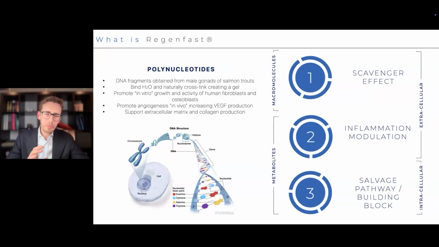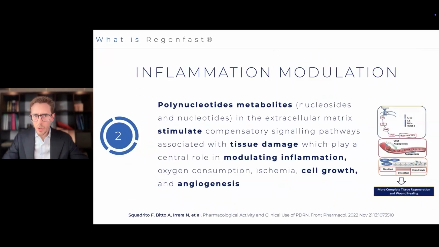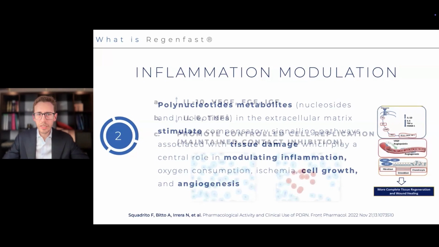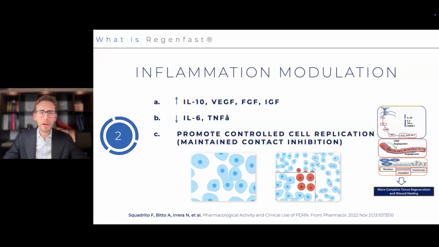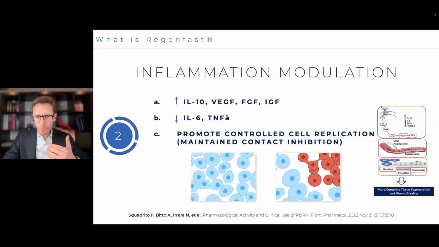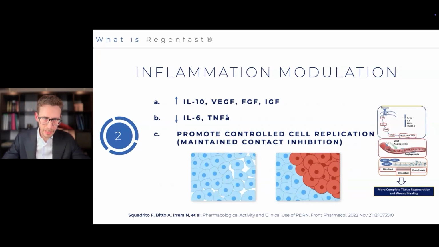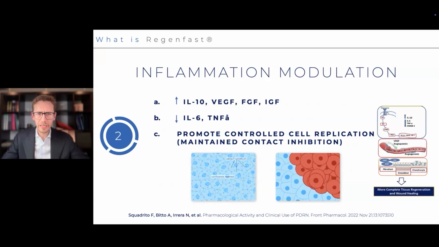At the same time, at the metabolites level, so once polynucleotides are catabolized into nucleosides and nucleotides, we can identify two fundamental mechanisms. At the extracellular environment, we have the inflammation modulation pathway by which nucleosides and nucleotides communicate with the surrounding cells, providing information regarding tissue damage. So we fundamentally stimulate cell replication in the context of a reparative process by upregulating anti-inflammatory interleukins like interleukin-10 and VEGF, and by downregulating pro-inflammatory interleukins like interleukin-6 and TNF-alpha.